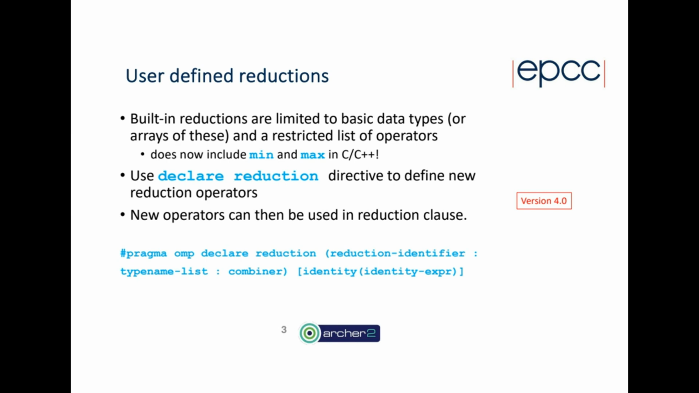They are just defined as the usual macro that everybody implements to do min and max. So that's one relief. However, if you want to do reductions on non-basic data types, so structures or objects, for example, then you can define your own reduction operators. There's a declare reduction directive which does the definition, and then once you've defined them, you can use them in a reduction clause in the normal sort of way.